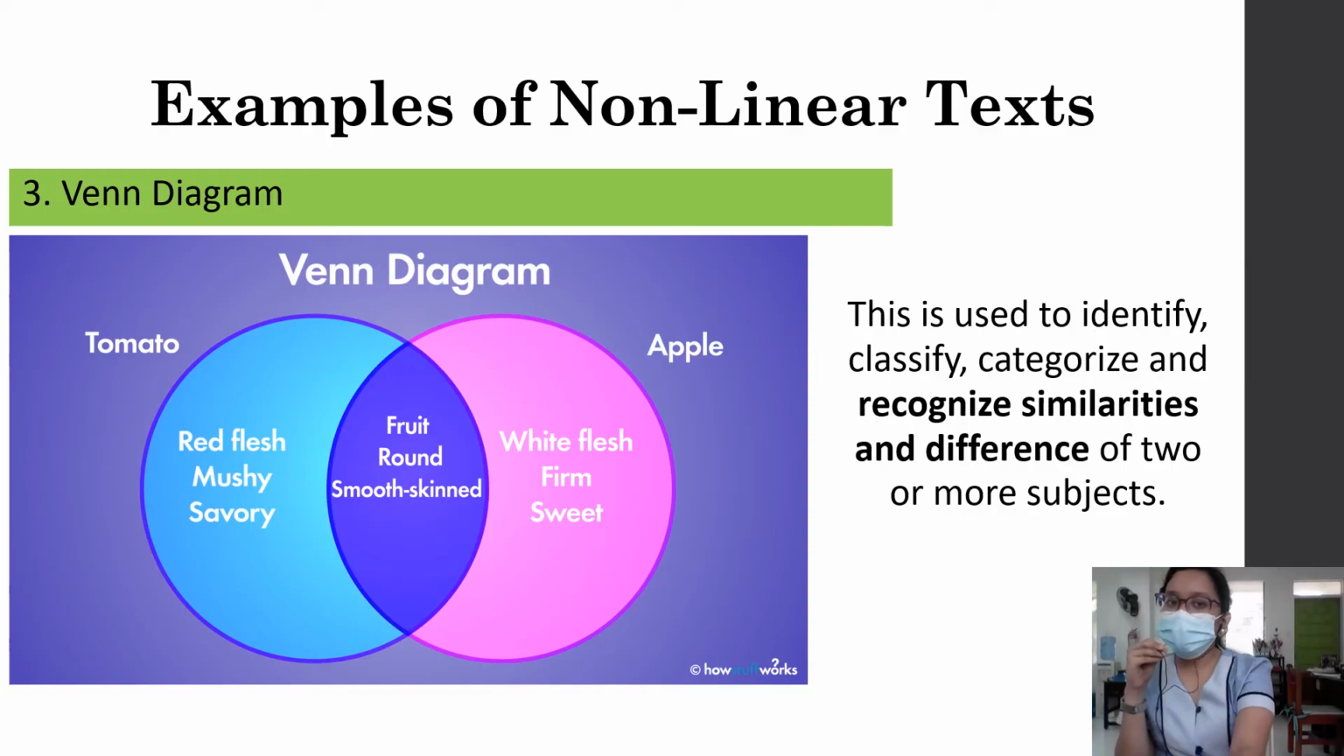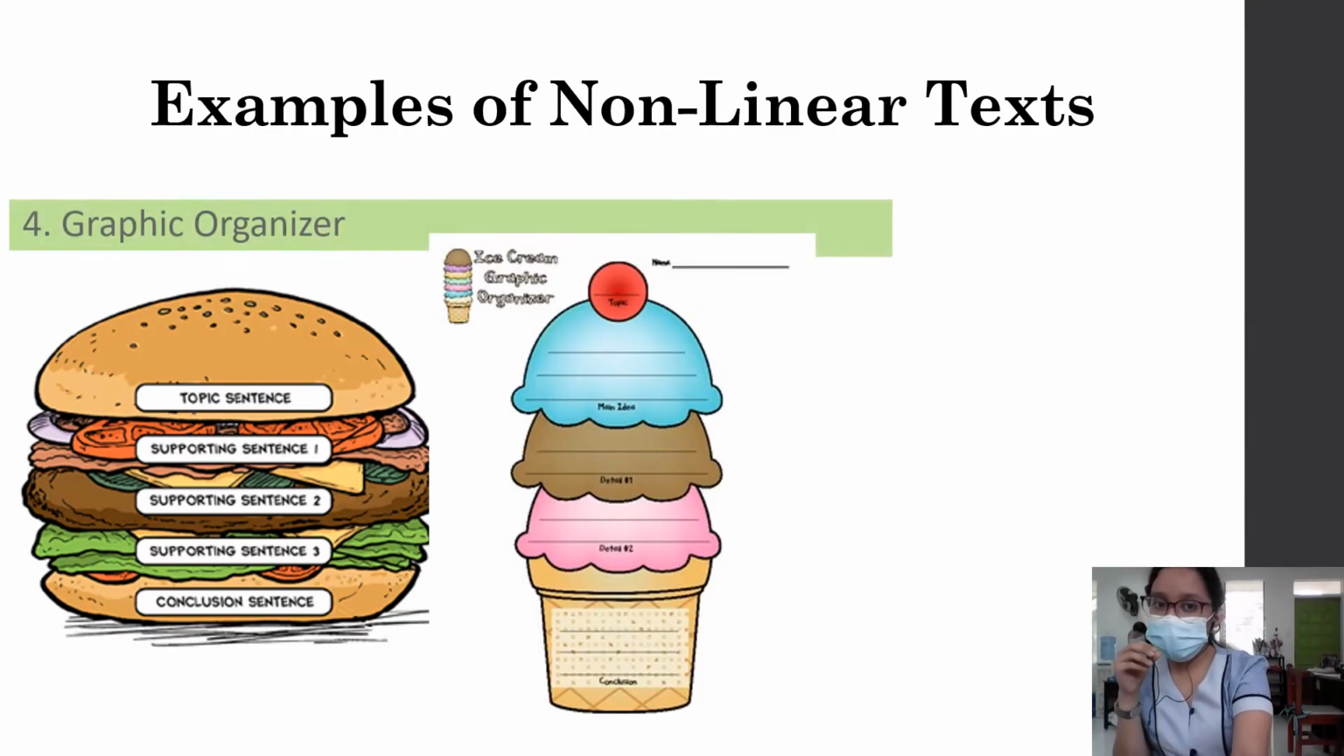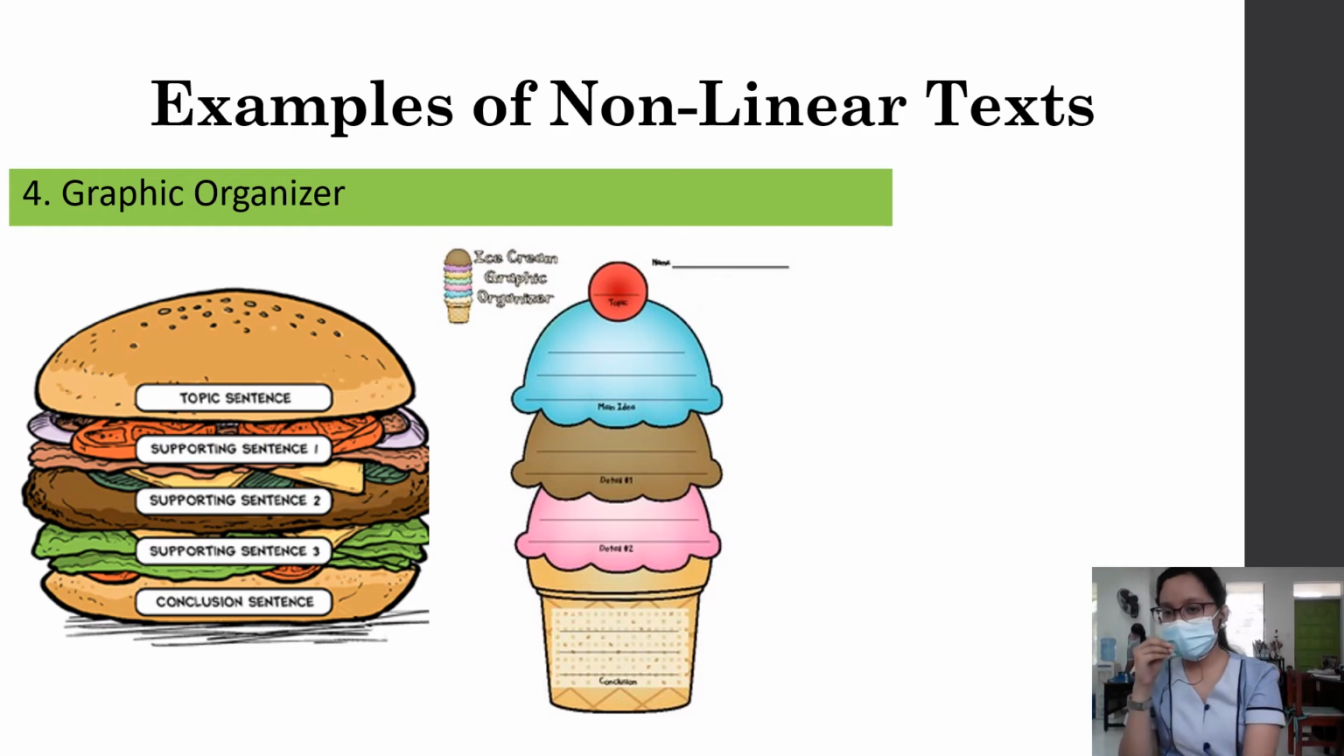So just like that. We also use a Venn diagram, for example, when we compare two characters in the story. So something like that. And the last part is called graphic organizer. Ay, iba pa pala yun, ma'am. Yes, it's different. That's why it's called graphic.